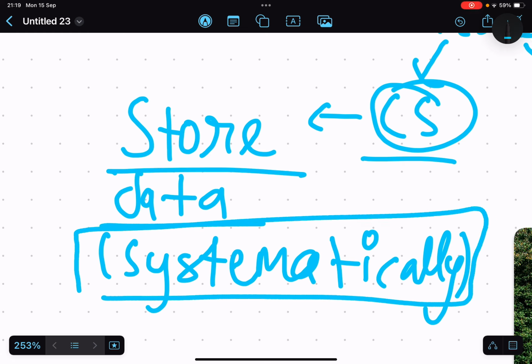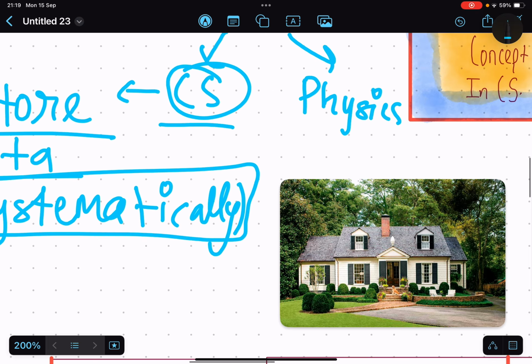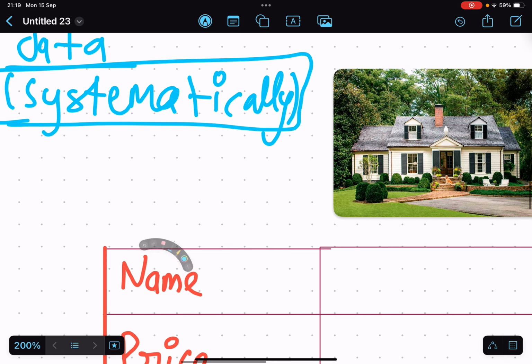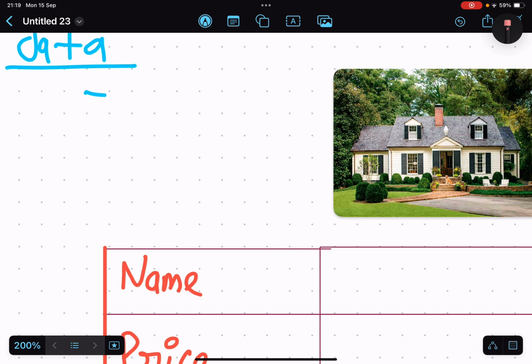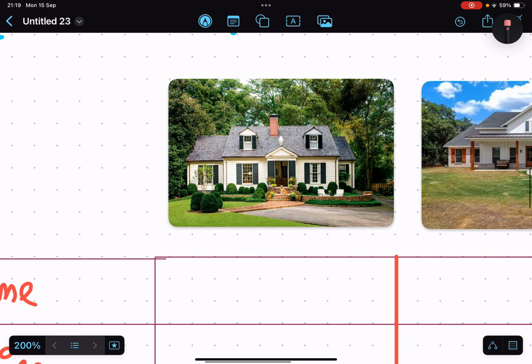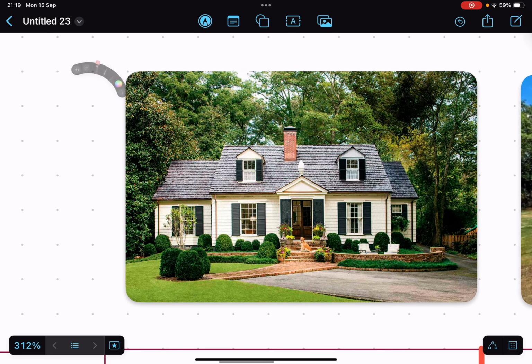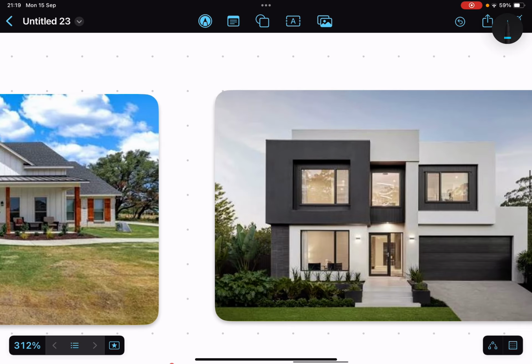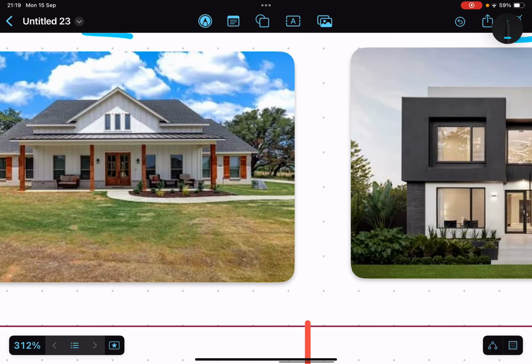So let's get started. We'll understand how computer science helps us store data with the help of some houses. Okay, let's start. So firstly, take a good look at these houses. We have the first house, the second house, and then the third house. Which house would you like to live in? Personally, I would like to live in the first house.